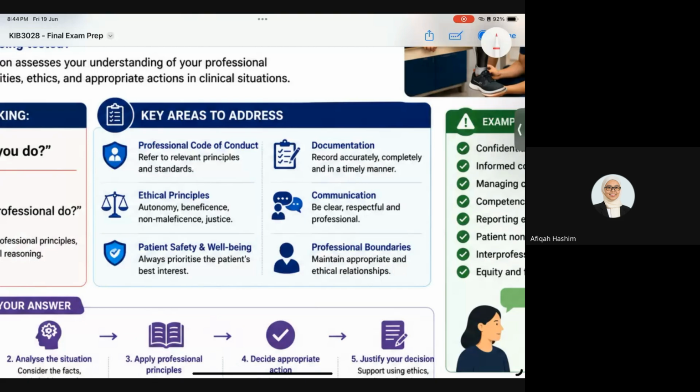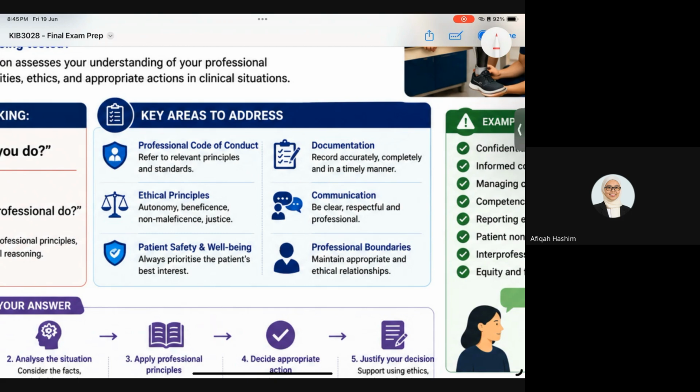So this should always guide your decision making. If you have a copy of a code of relevant professional guideline, you will need this next year. Bring them to the exam because they can strengthen your answer. Second, the ethical principle. You don't have to memorize difficult terminology, but you should understand ideas such as doing what is best for the patient, avoiding harm to the patient, respecting patient autonomy.